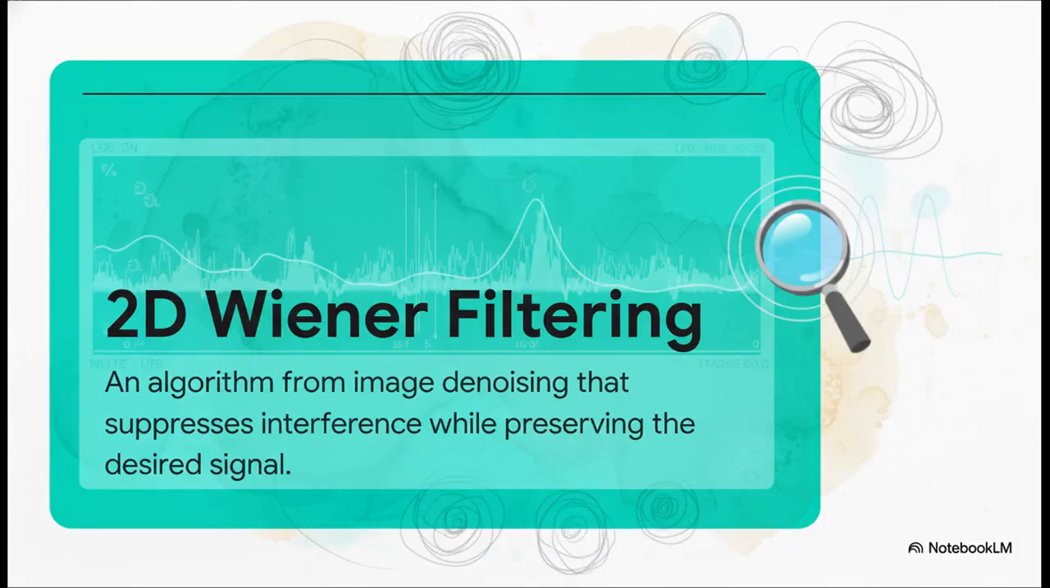The answer is a technique called two-dimensional Wiener filtering, and the clue is right there in its origin. This is an algorithm that was originally built for cleaning up noisy photographs and images. It intelligently suppresses the interference patterns in the spectrogram while, and this is the most important part, preserving the signal you actually want to see.